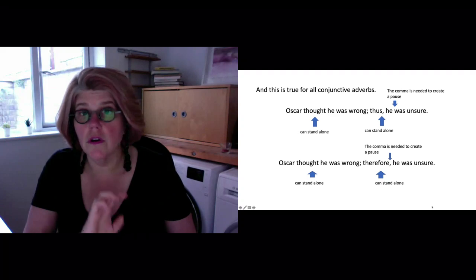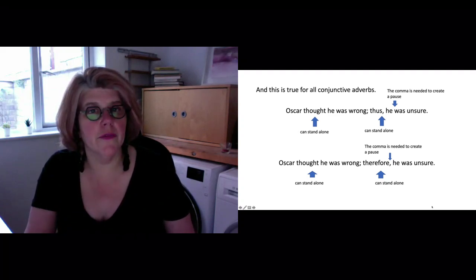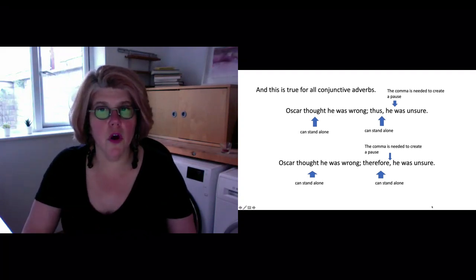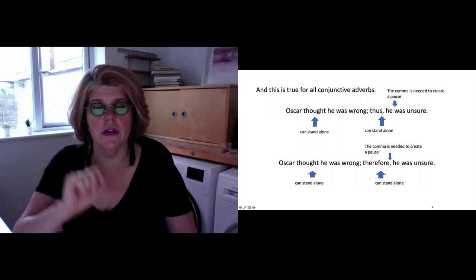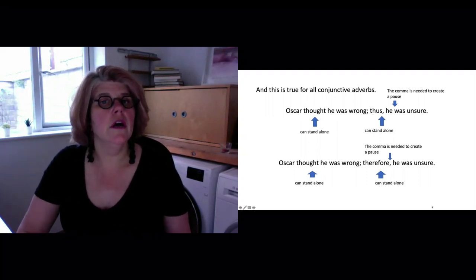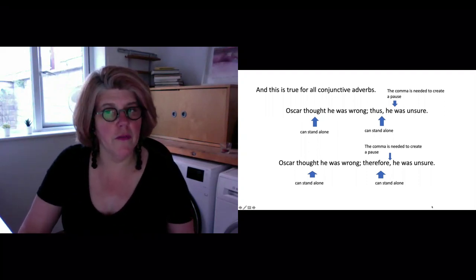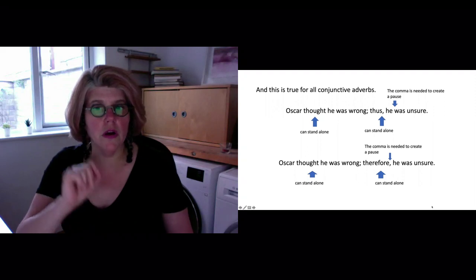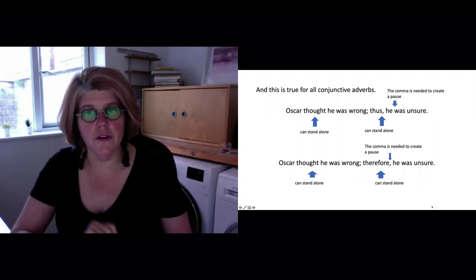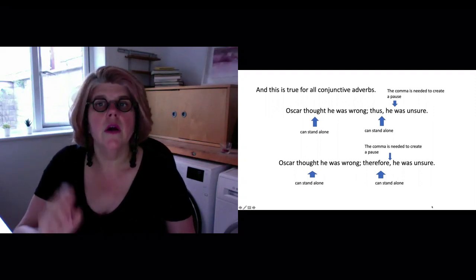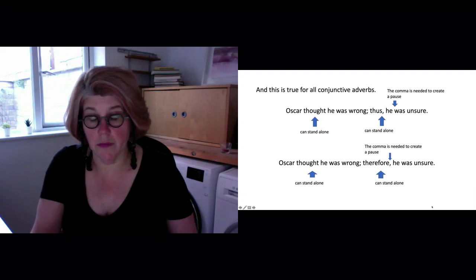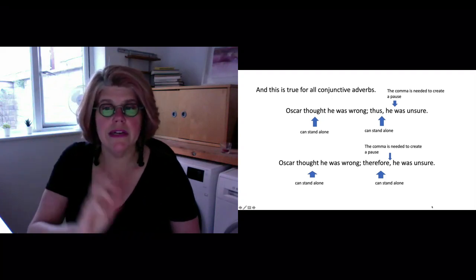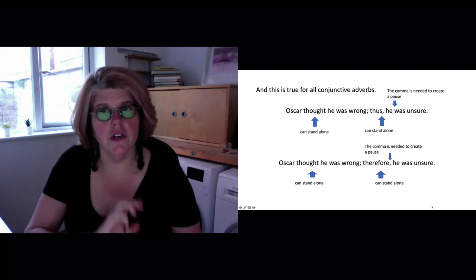This is true for all conjunctive adverbs. Oscar thought he was wrong, semicolon, thus he was unsure, because "thus" is a conjunctive adverb. Oscar thought he was wrong, semicolon, therefore he was unsure, because "therefore" is a conjunctive adverb.